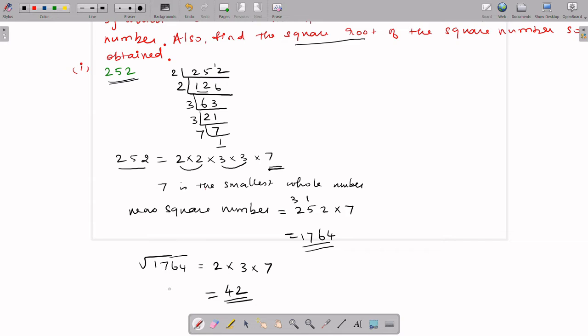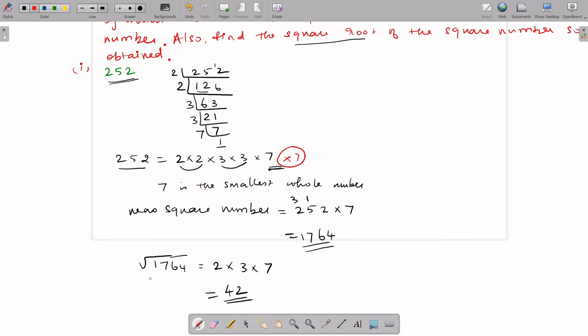I'll repeat once again. For this number we have to use the prime factorization method. You have to factorize these numbers. After factorizing you have to combine them in pairs, but for 7 there is no pair. So our conclusion is, when you multiply this by 7, you are able to get a perfect square. So we have to multiply 252 by 7 and you get 1764. Then you have to find the square root of this 1764. This is our question also.